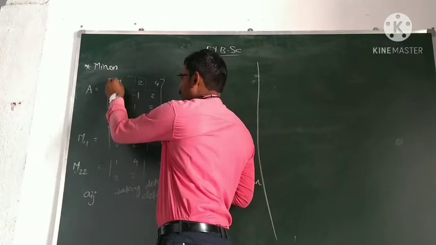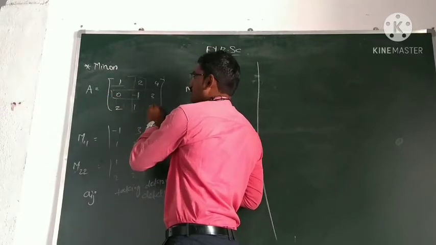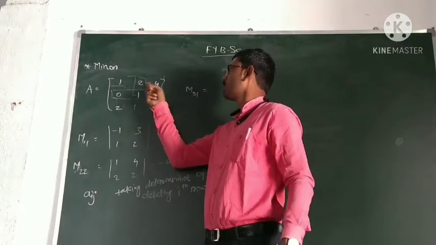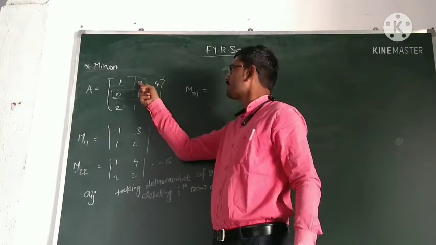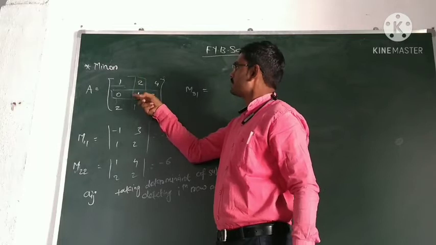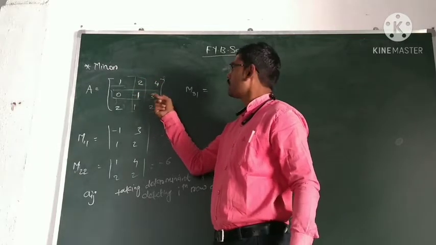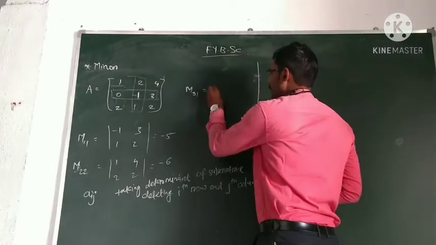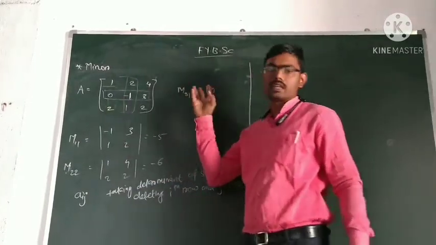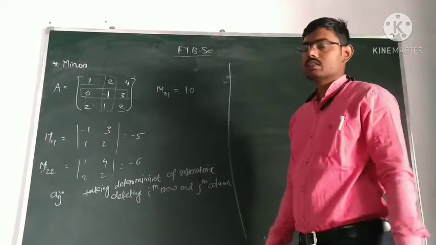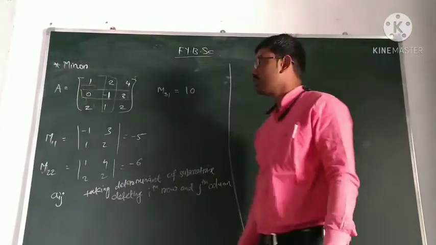So delete this row and this column. The submatrix is 2, 4, minus 1, 3, and the determinant is 3 into 2, 6, minus of minus 4 into 1, so plus 4. So 6 plus 4 is 10. This is the minor of the element 2, that is M31.